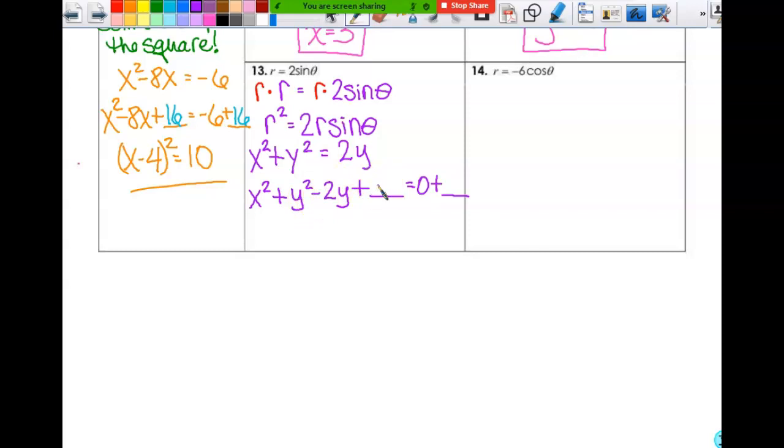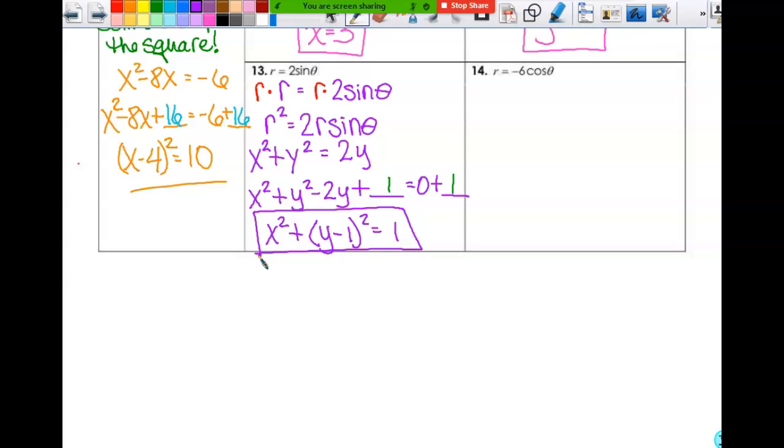When I do that, that means I'm going to take half of this and square it. There's a 1 here. If I add 1 to this side, I have to add 1 to that side. So then this is going to give me x squared plus y minus 1 squared equals 1. And that's the equation of a circle centered at the point 0, 1 with a radius of 1. It's our circle that's not on the origin in the polar coordinate system. What questions do we have?